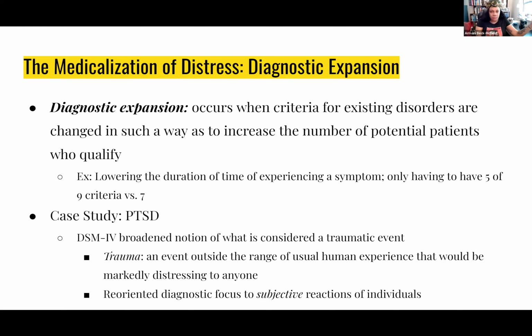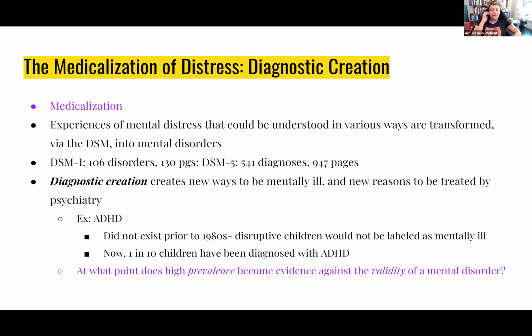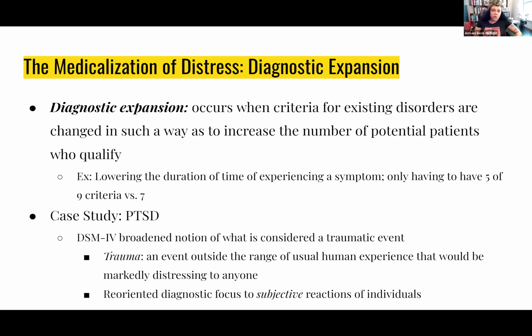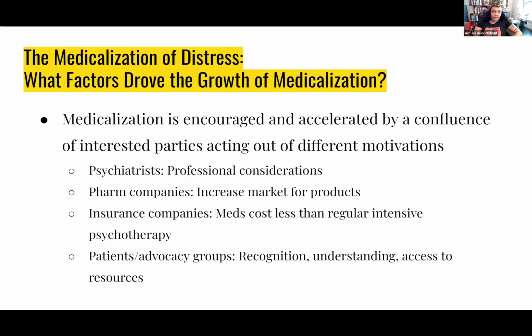That's diagnostic expansion. The fact that it used to be a small, very specific niche, and now just by hearing about information, not even experiencing it, by hearing about it or watching it, you can now have PTSD as well. So that's one way that distress has increasingly been medicalized, by creating new categories, new ways to be mentally ill, and making it easier to qualify as being mentally ill.